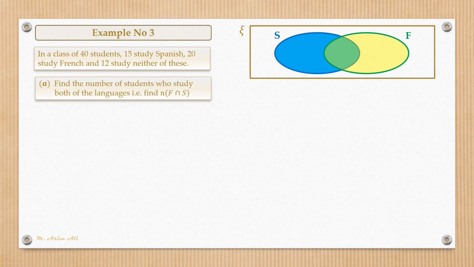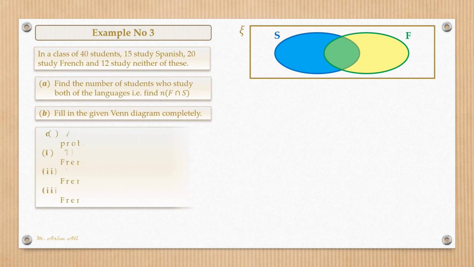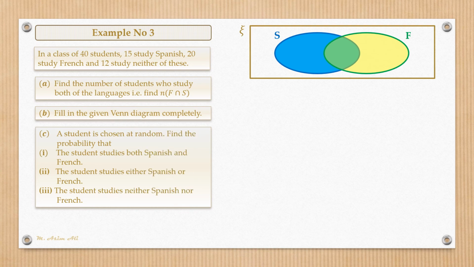n(F ∩ S). This n denotes number of elements and F intersection S means the common elements. So we have to find the students who study both of the languages, French and Spanish. And in B part, we have to fill the given Venn diagram, which is empty here. There are no elements put in any region. We have to fill this Venn diagram completely afterwards. Okay, then we'll do the rest of the parts.